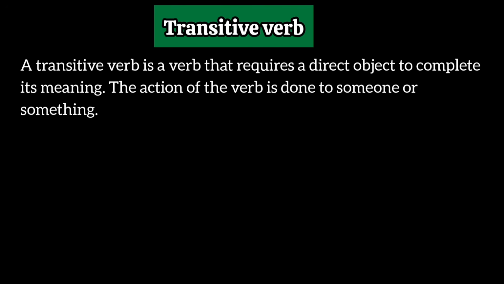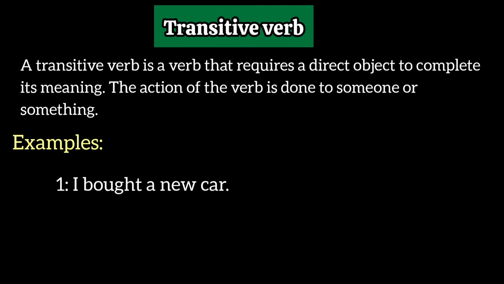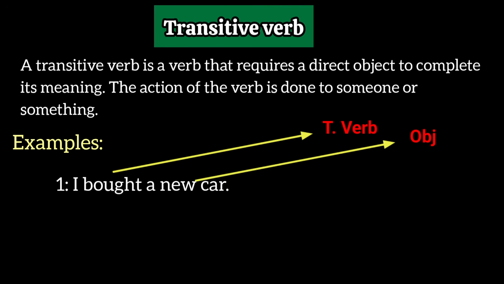Simply, it means that when a verb requires an object to complete the meaning of a sentence is called a transitive verb. I think you are not getting the point. Just look at these examples, then you will understand it. I bought a new car. In this sentence, the verb bought is a transitive verb. The reason is that it has an object which is a new car. And the second thing is that this object completes the meaning of this sentence. If we remove this object, then this sentence does not make a complete sense. If I say I bought, so you will be confused that what I bought.